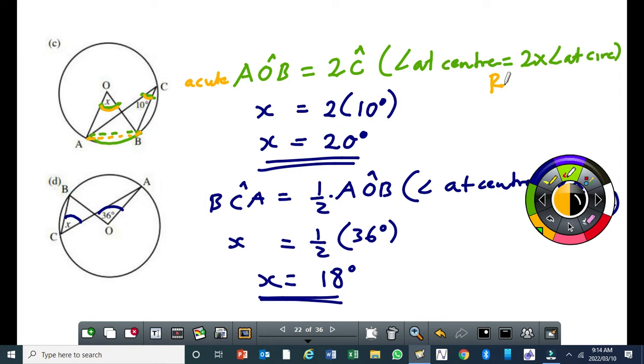Then you give your reason. X is equal to 2 times 10. That gives you 20. So that's another orientation of an angle at the center and one at the circumference.